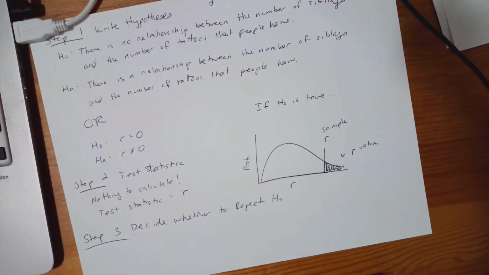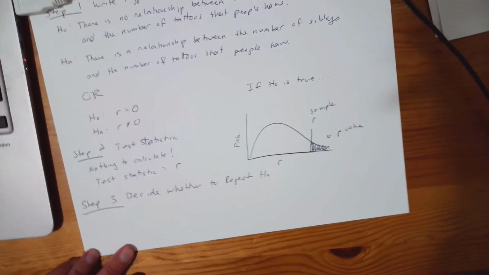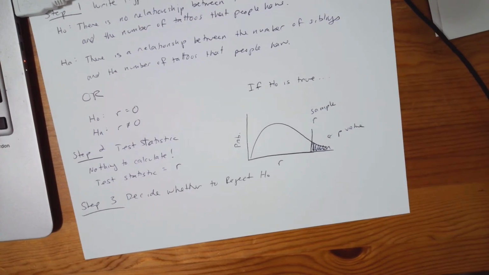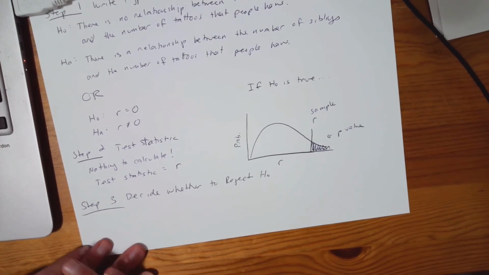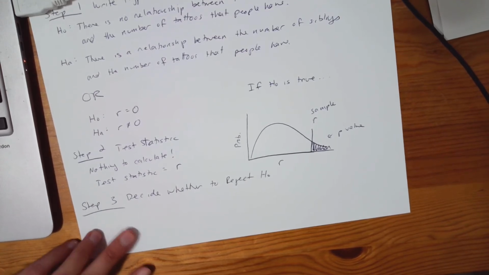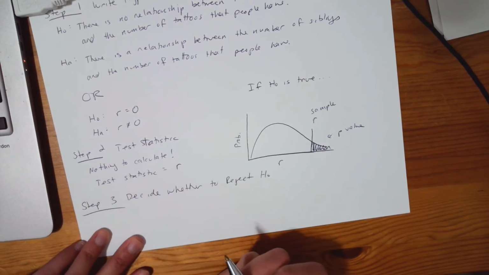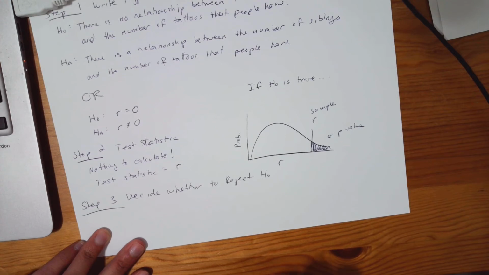And our final step here is to decide whether to reject the null hypothesis. We're going to do it the same way that we did for every other hypothesis test, which I think is one of the reasons that hypothesis testing is a great unit, because once you get it once, you're probably good to go. So here we're going to be looking at the p-value that we have for a particular sample value.